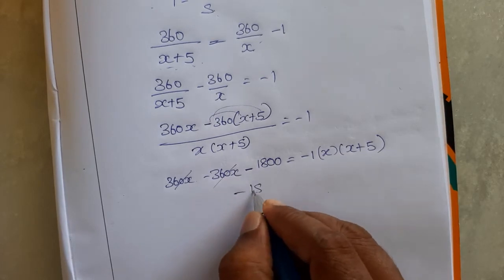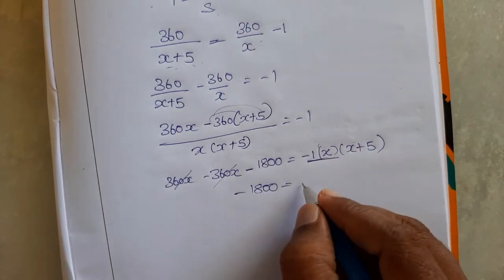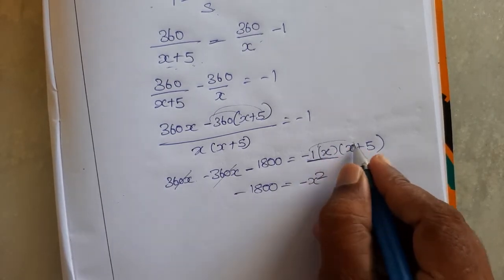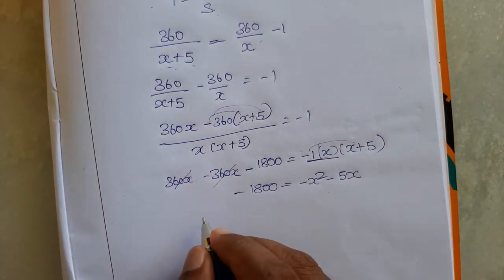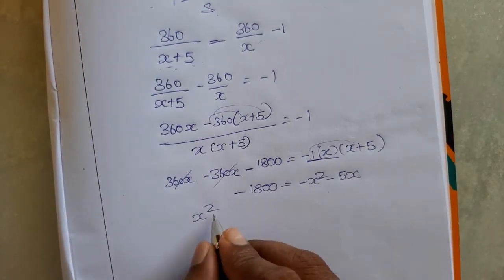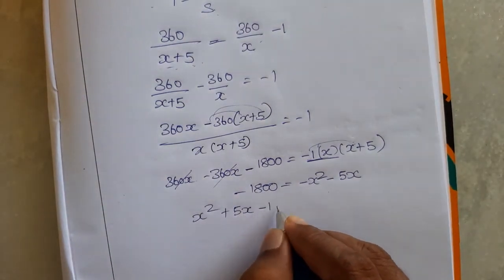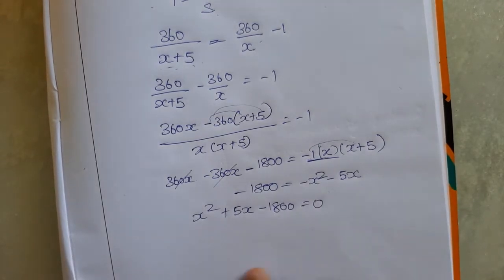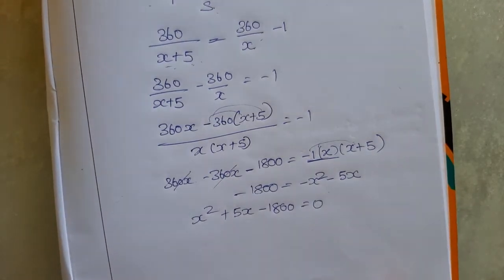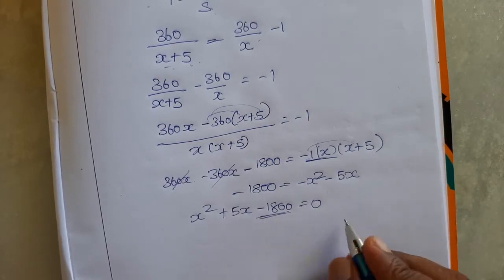So the minus 1800 is equal to minus x into x, which is minus x square, and minus into plus is minus 5x. So let me bring to this side: it will become x square plus 5x minus 1800 is equal to 0. So now we can use the quadratic formula or normal factorization. I think we'll get it with normal factorization itself.